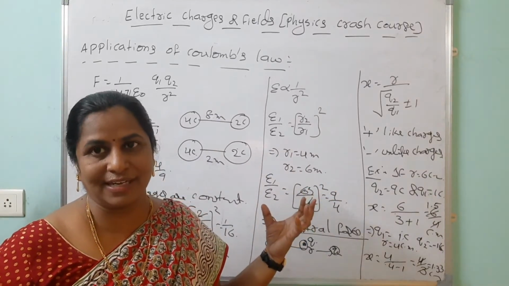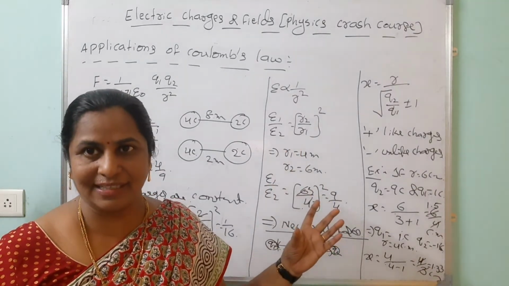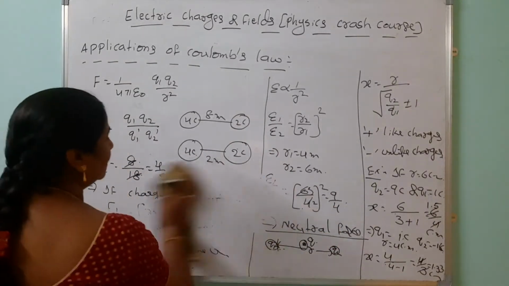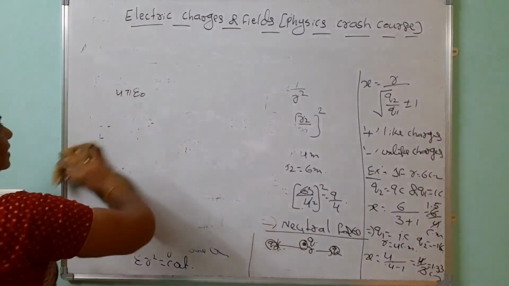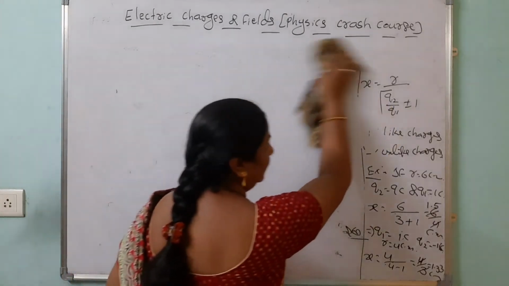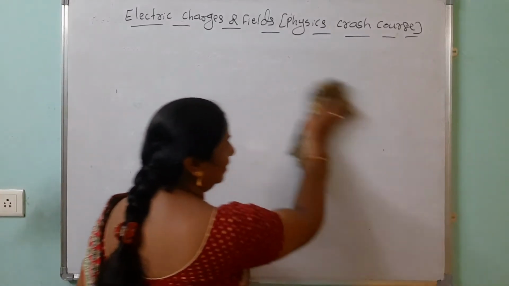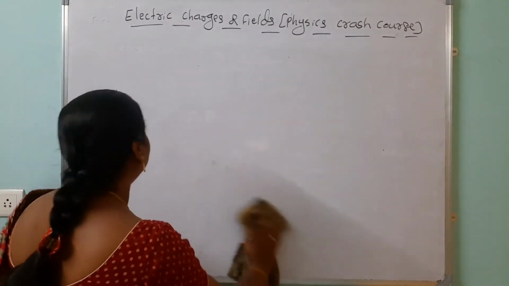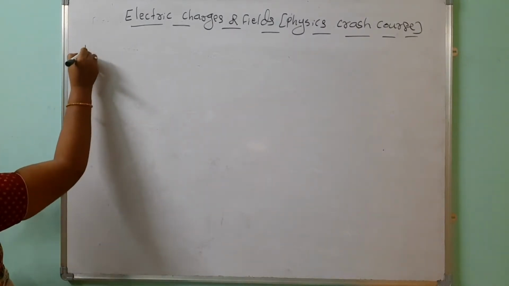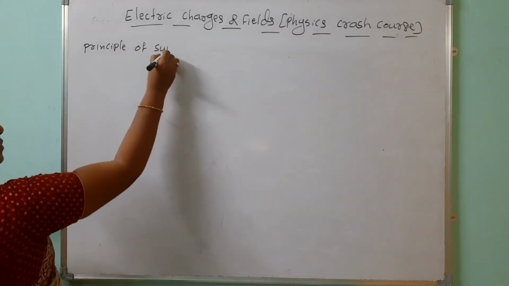Now we are focusing on what the principle of superposition is. Suppose n number of charges are there, how do we find the force? Look here carefully. With the help of the principle of superposition, we can find the resultant force. You are taking n number of charges here and we are using the principle of superposition. It comes in many chapters: waves, electric charges and fields, wave optics. Look here. Principle of superposition.